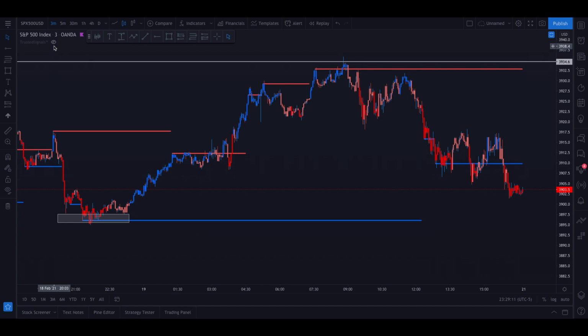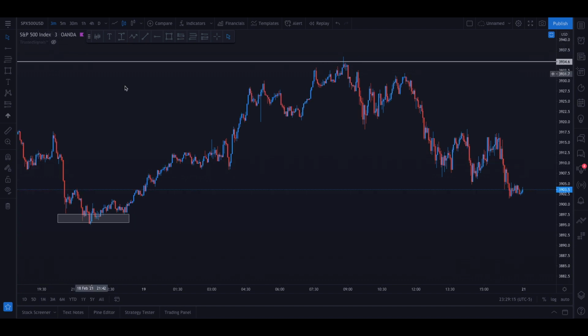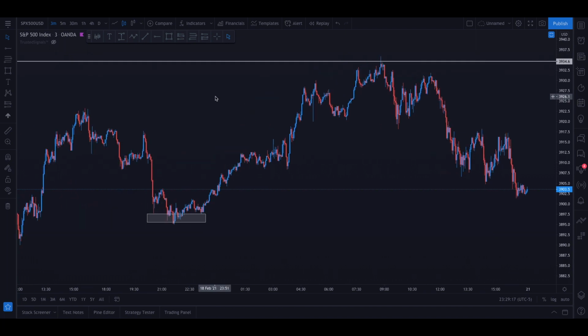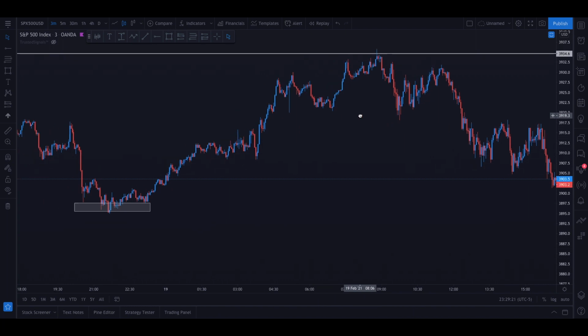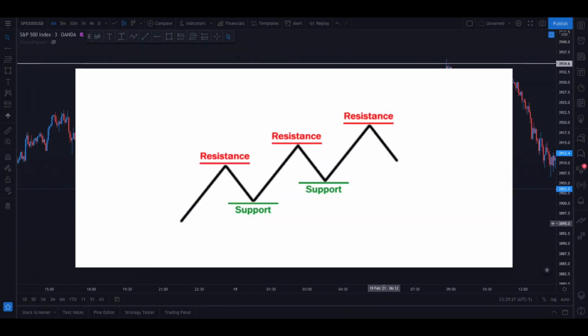Support and resistance is one of the most widely used concepts in forex trading. Strangely enough, everyone seems to have their own idea of how you should measure support and resistance. Let's take a look at the basics first. Look at the diagram above.